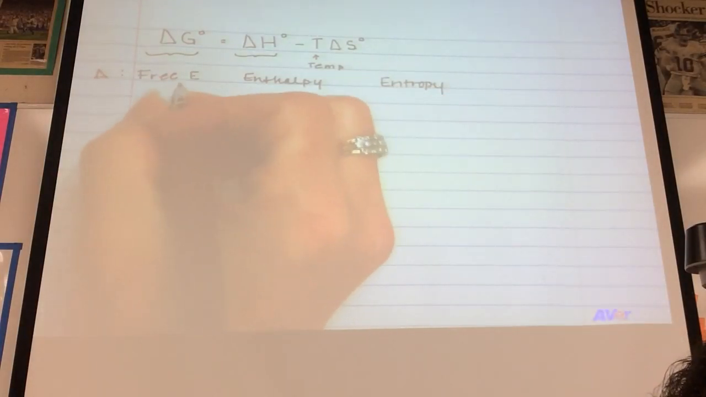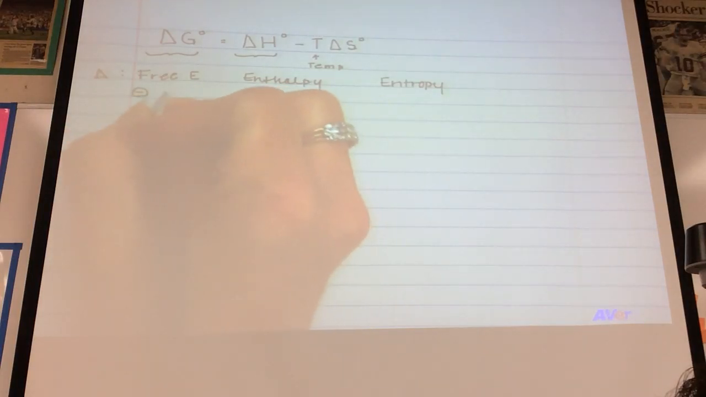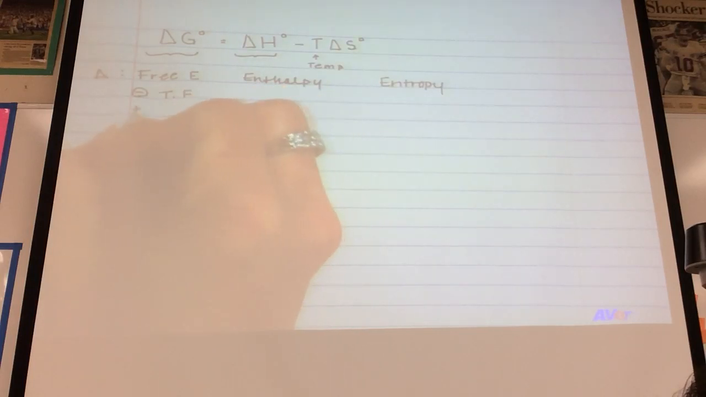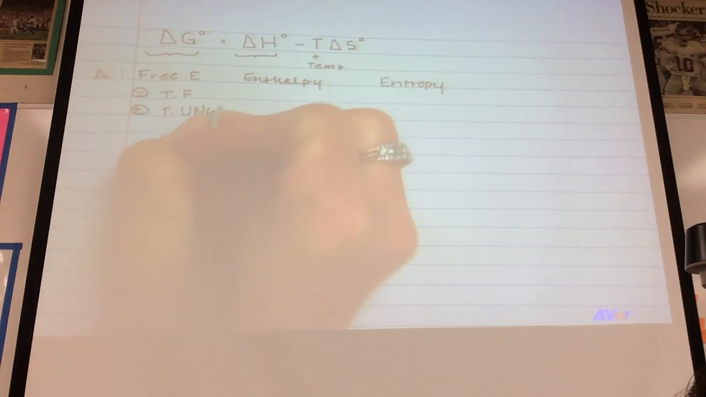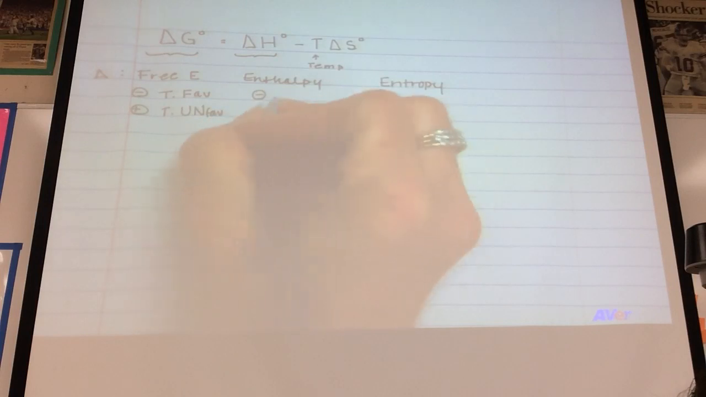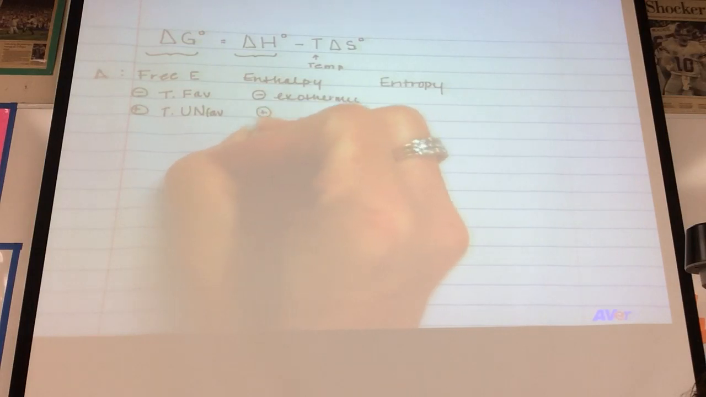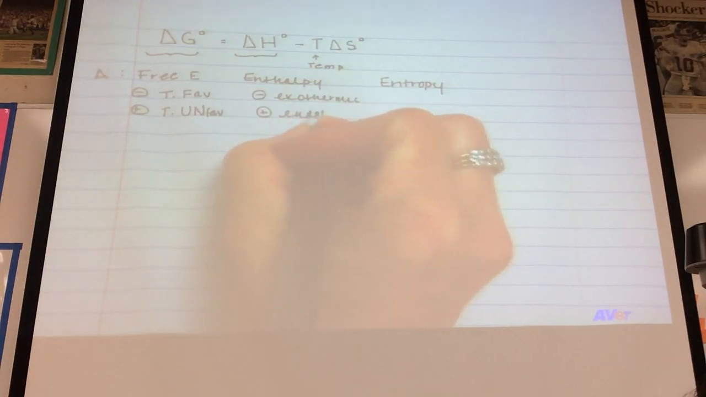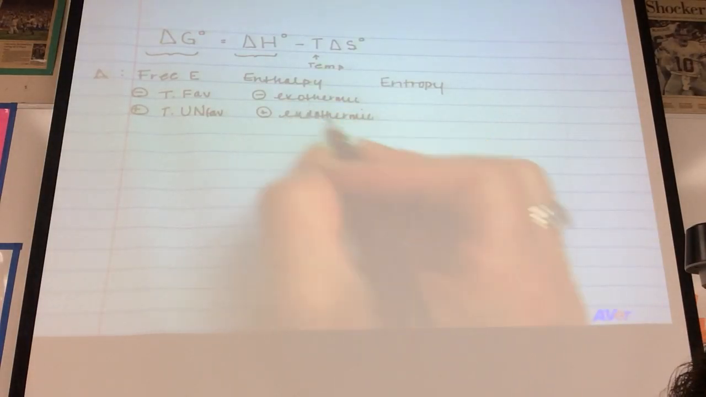What I want to make sure is clear is when delta G is negative, the reaction is thermodynamically favorable. When it's positive, it would be thermodynamically unfavorable. When enthalpy is negative, the reaction is exothermic. When it's positive, it's endothermic, absorption of heat versus release of heat.